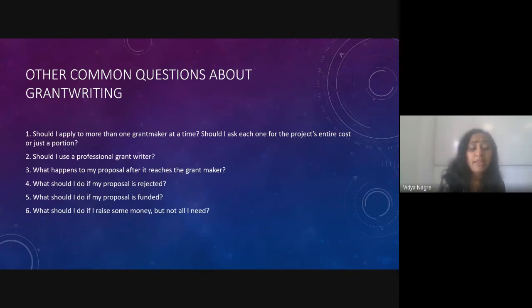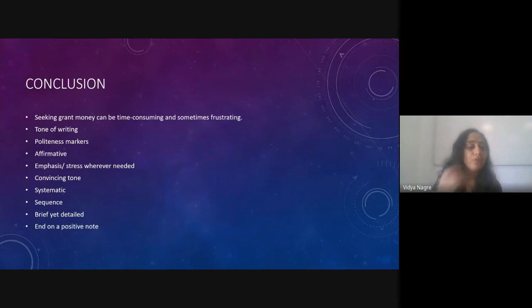What should I do if I raise some money but not all I need? Then you have to find other resources. If you don't get any, then you have to minimize your project and run it on a small scale. To conclude, seeking grant money can be time consuming and sometimes frustrating, but there is only one solution, that is patience. And do not lose hope.